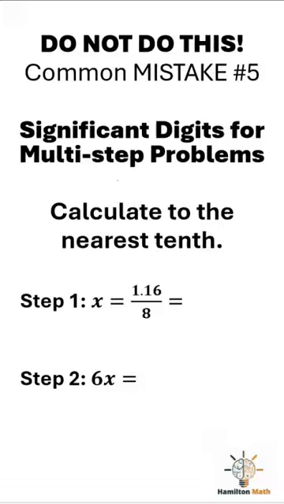Have you ever done a multi-step problem in math, done all the steps exactly as your teacher has laid out, and then got an answer that was not correct? It's probably because you've had the wrong number of sig digs you've kept while doing the calculations.